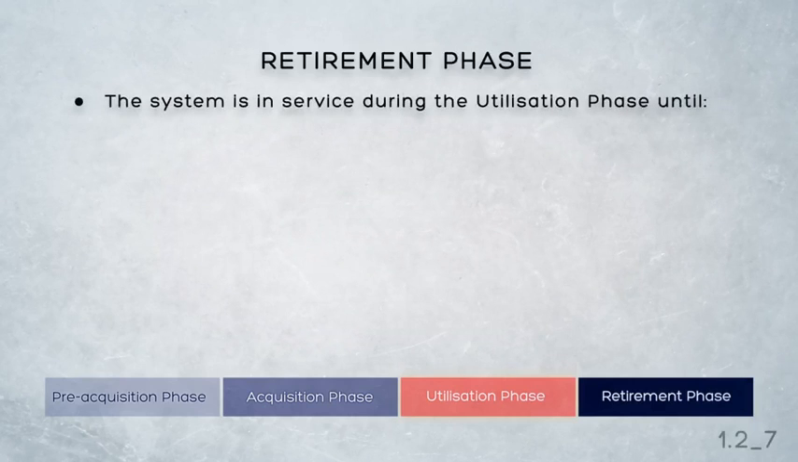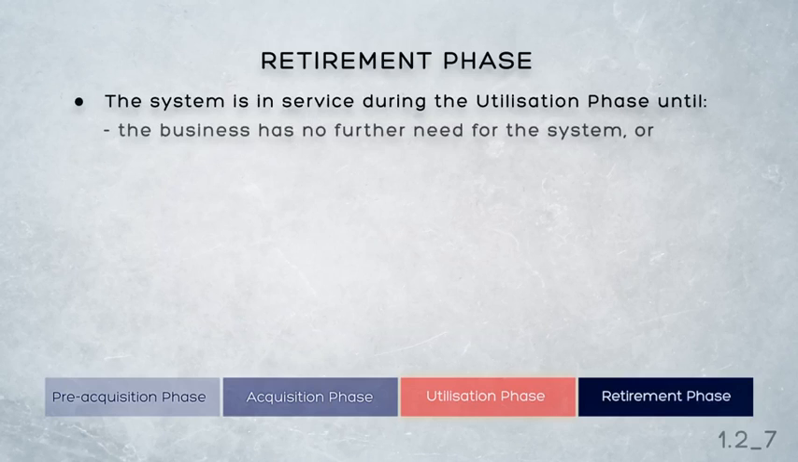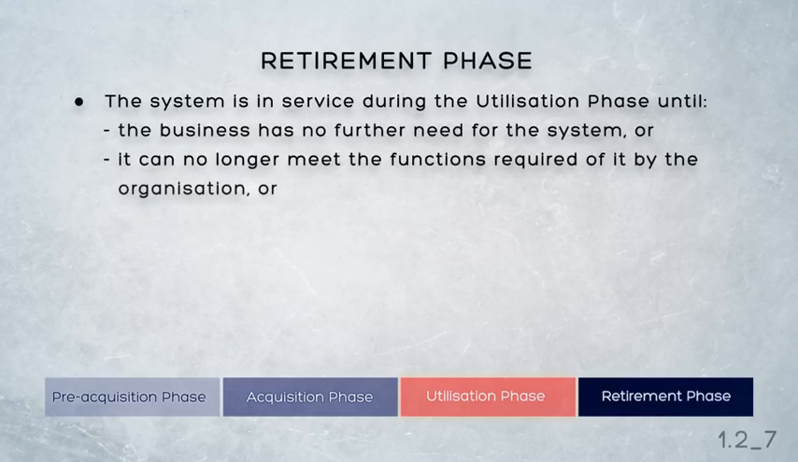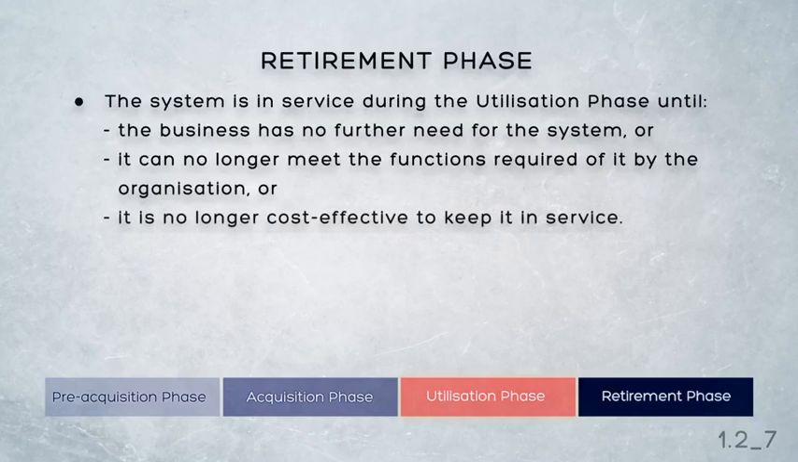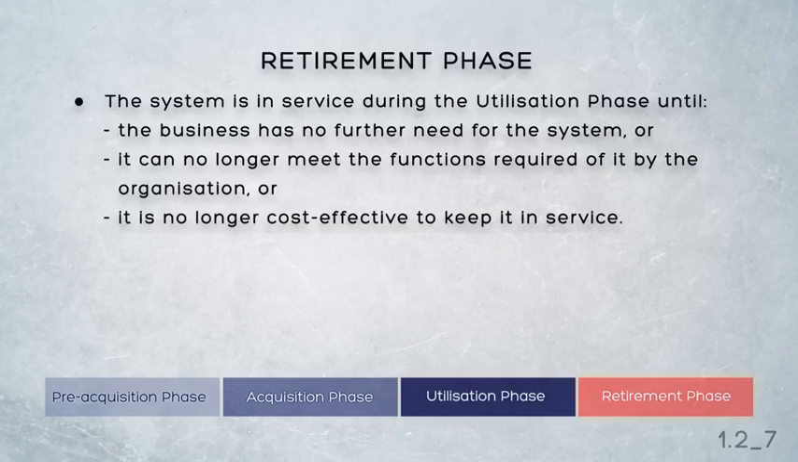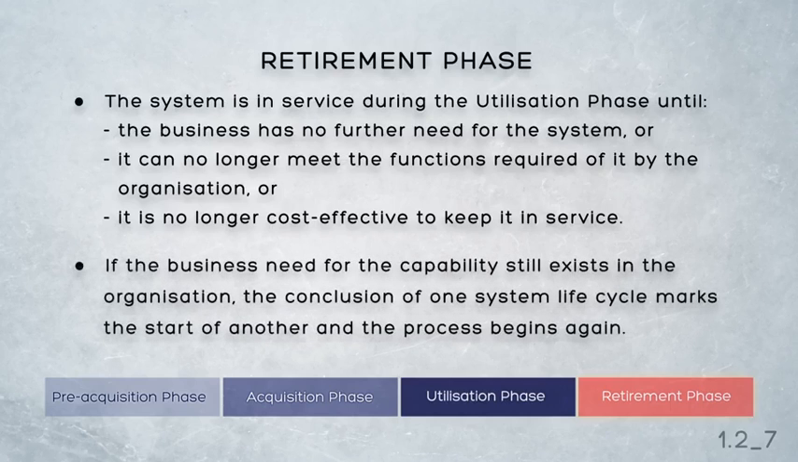Now, the system remains in service during the utilisation phase, perhaps being modified over time, until the business has no further need for the system, or it no longer can do what the organisation requires of it, or it does but it's not cost effective to keep it in service. The system life cycle therefore concludes with the retirement phase. If the business need for the capability still exists, the conclusion of this life cycle at the retirement phase will most likely also mark the start of another life cycle for the replacement system, and the process begins again.